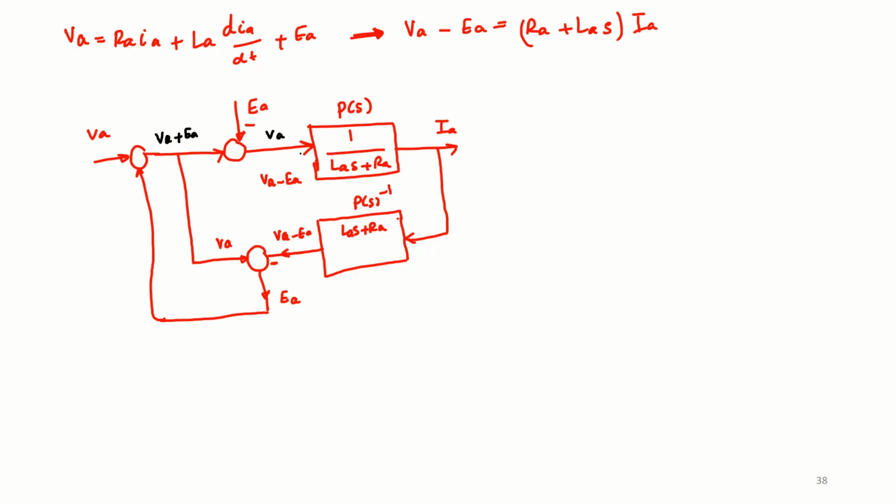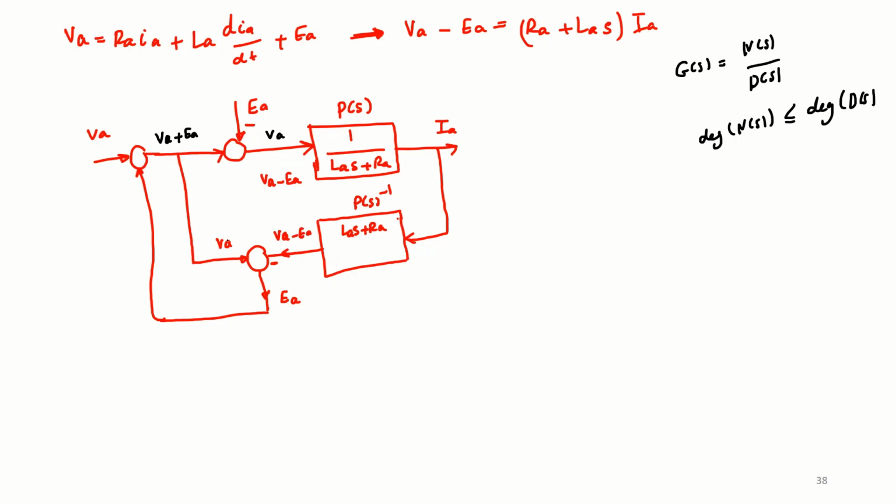Now, simply this configuration or this block diagram has at least two shortcomings. The first one, this one is non-proper. We know that any transfer function, let's say G of S, consists of N of S over D of S. Now, for the function to be proper, the degree of N of S must be less than or equal to the degree of D of S. And simply here it is not. This is the first one.